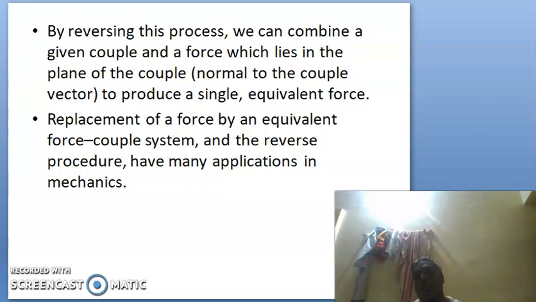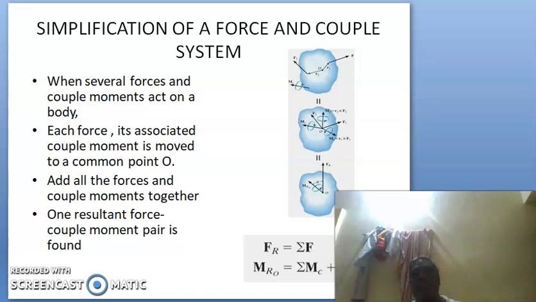So that is what we do in various problems. We combine a given couple and a force and produce a single equivalent force, or replace a force or a set of forces or set of moments by a force couple system. Depending upon the application, depending upon the facility that we have for calculation or workout, we choose a different way of perception or different way of solving the problem.